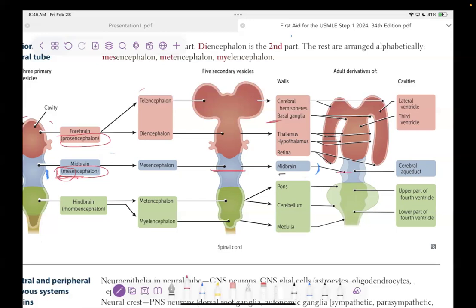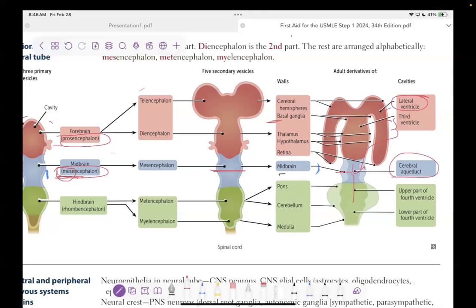So, the ventricle, or the space that has CSF, in the midbrain is called the cerebral aqueduct. So we have lateral ventricles. The lateral ventricles make the CSF and send it to the third ventricle, and the third ventricle sends this to the aqueduct, and through the aqueduct, the CSF goes into the fourth ventricle.